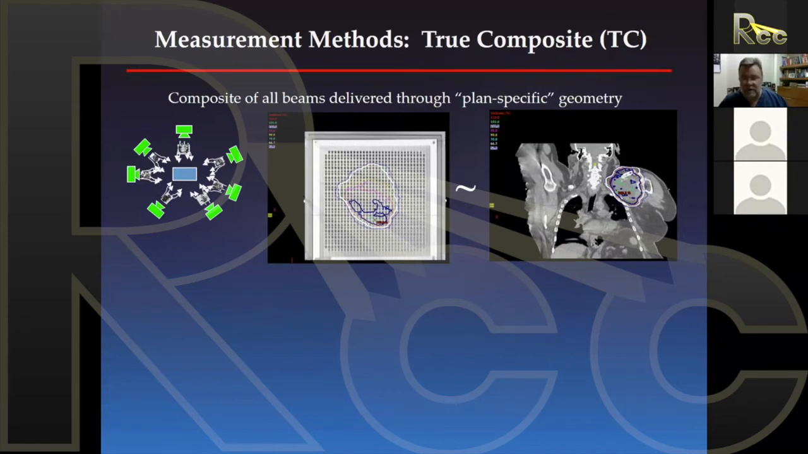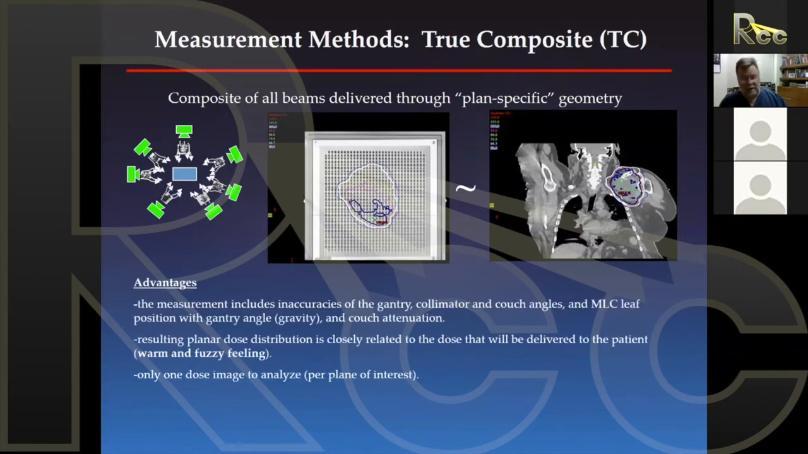It makes me feel like what we're trying to do with the patient is actually what I'm measuring. So I like this added level of comfort. There are advantages in this. The measurement includes any inaccuracies in the gantry, collimator, couch angles, MLC leaf position, couch attenuation, everything like this. As I mentioned, the two look the same or very similar. You get that warm and fuzzy feeling. And you only have one dose image to analyze per plane of interest. So these are all advantages.